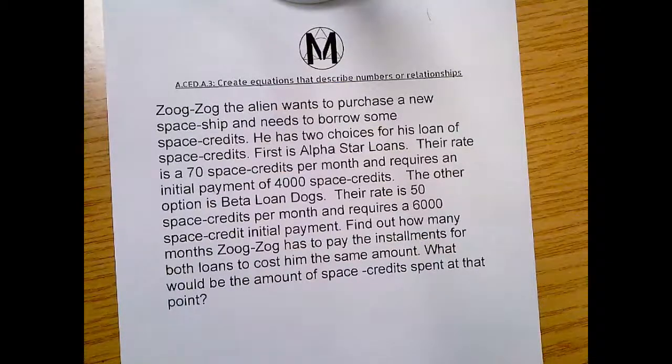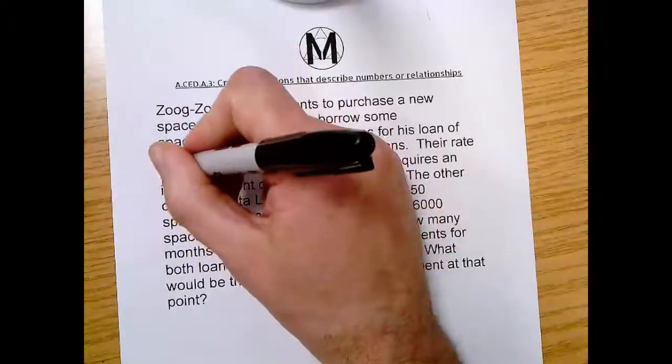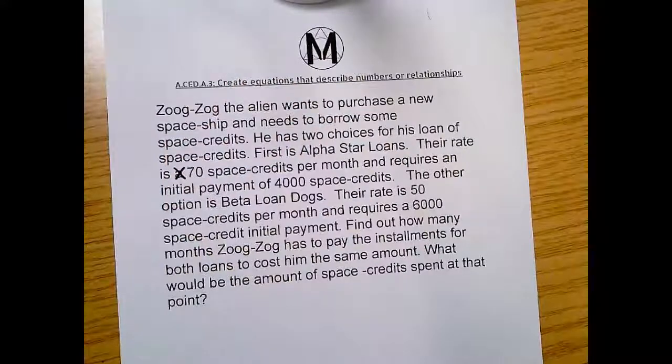First is Alpha Star Loans. Their rate is 70 space credits per month and requires an initial payment of 4,000 space credits. That's a typo. Hold on, let's fix this typo. There you go. That's better. Okay, the other option is Beta Loan Dogs. Their rate is 50 space credits per month and requires a 6,000 space credit initial payment.